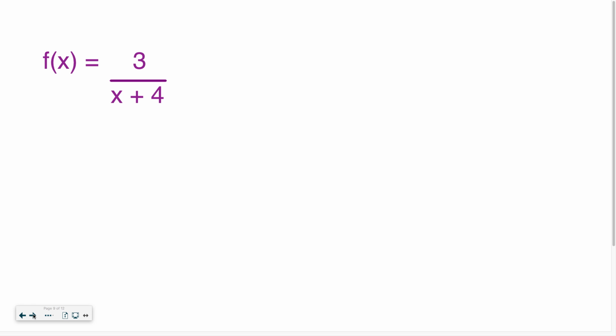So when you see a rational function and you're being asked to graph, what are you going to do first? Factor, check for holes, right? You now know about holes, so you're always going to do that first. Can you factor anything in f of x equals 3 over x plus 4? No. So we don't have any holes. We can start with the vertical asymptote. Where's your vertical asymptote? X equals?